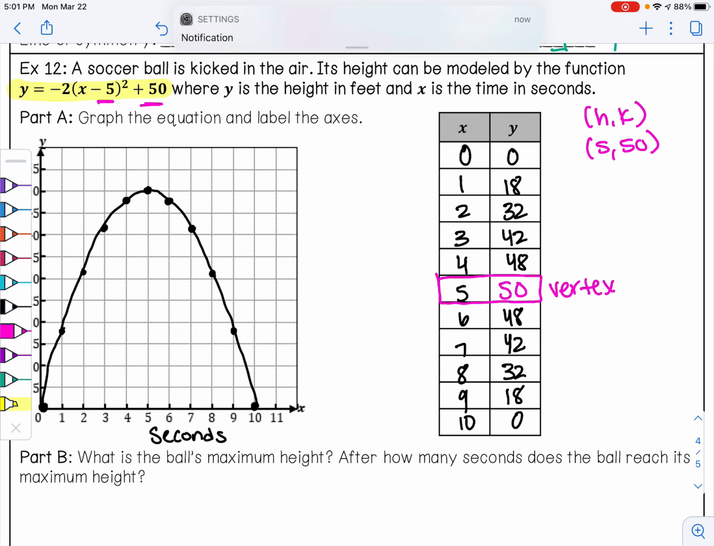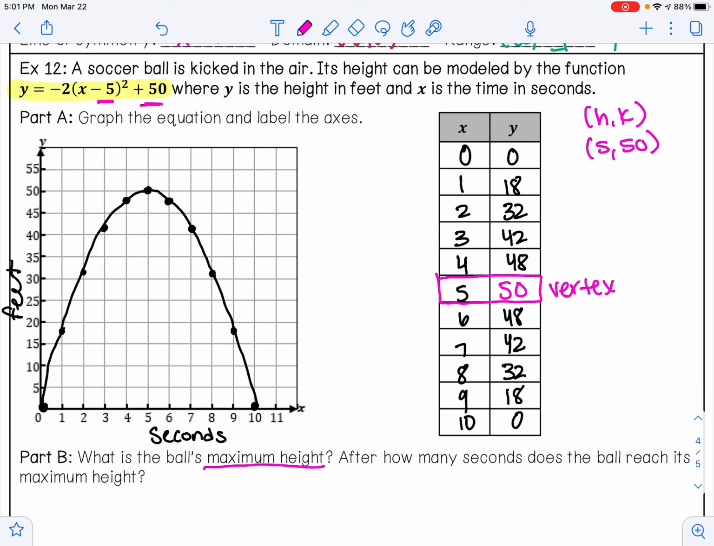Part B says, what is the ball's maximum height? The maximum height is going to be represented by the vertex. So my vertex, we said, was at (5, 50) right here. There's my vertex and my line of symmetry. So the maximum height is 50 feet. After how many seconds does the ball reach its maximum height? Well, that happens after 5 seconds.